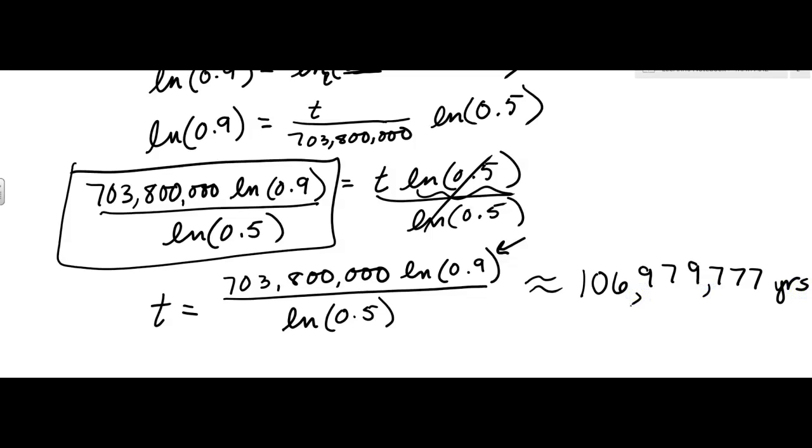Wow, that's a lot of years for that 10% to decay. So it's decaying very slowly. It's going to take a long time. 106,979,777 years for 10% of uranium-235 to decay. Okay, well, that was a fun problem.